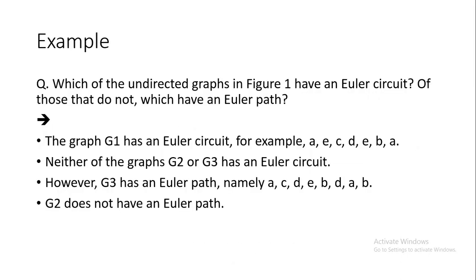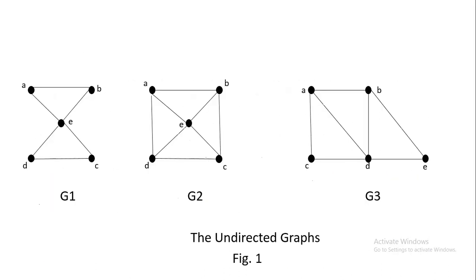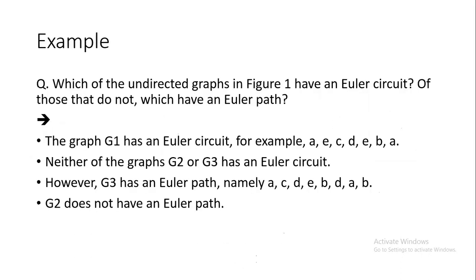G3 is also the same. G3 also does not have any Euler circuit. Here also the repetition of edges is a must, so the condition is violated. That's why G2 and G3 have no Euler circuit.